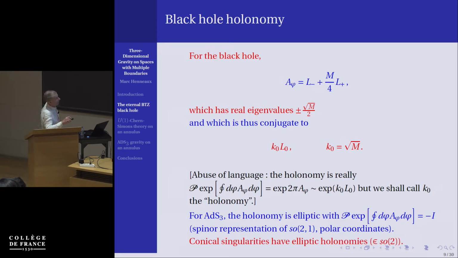For conical singularities, you can also compute the holonomy, and you will find that in that case the holonomy is elliptic. I mean, as you go around, you generate a rotation, and so it's different from the black hole. So the distinguishing mark of a black hole is that the holonomy around the black hole is hyperbolic. Okay, and so it can be assumed to take that form.